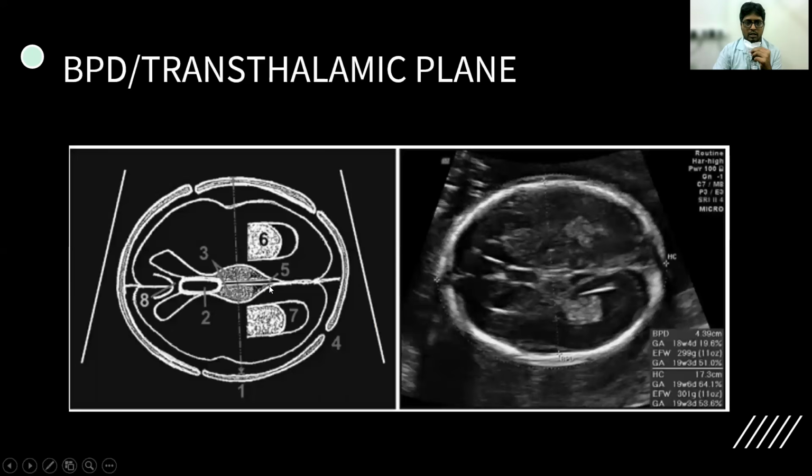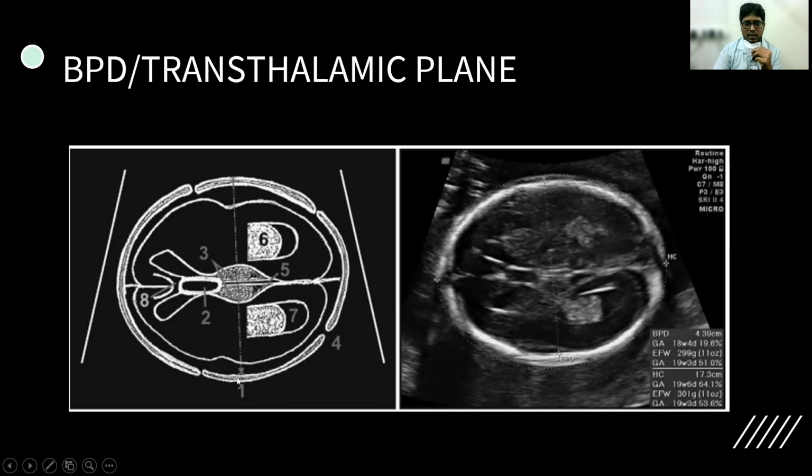Here we can see the tentorial leaflets, and the one in the center is the third ventricle, and on either side of the third ventricle we see the thalamus here. Now this plane is where we will calculate the biparietal diameter, and the biparietal diameter will be calculated from the outer margin to the inner margin, and it should be transthalamic.